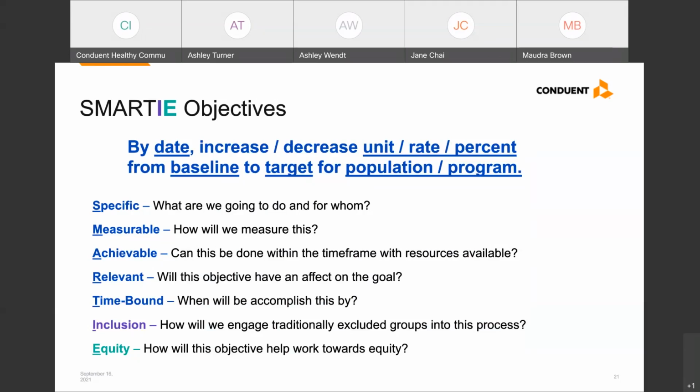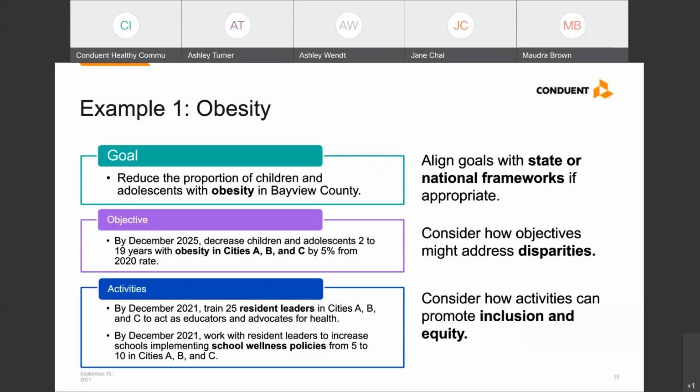There are also a couple of new parts of this acronym that we think are important, especially considering the work that we do, and those are inclusion and equity. The addition of inclusion pushes us to engage traditionally excluded groups in our process, while equity pushes us to consider how the objective will move us toward equity. Let's get into some examples and how you might incorporate some of the elements we just talked about.